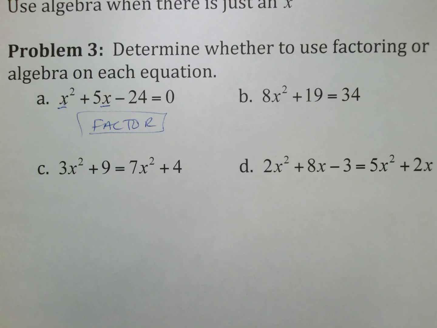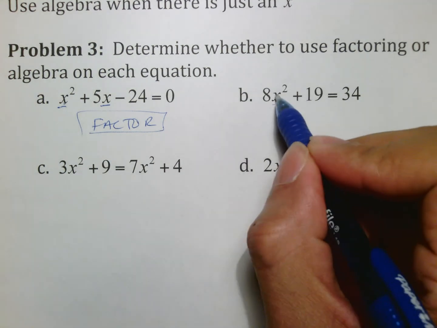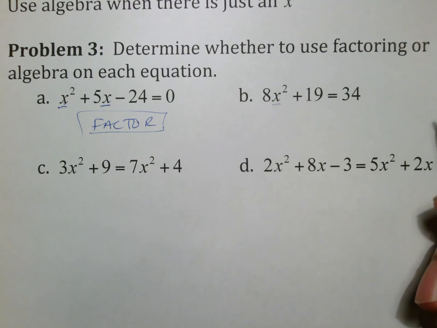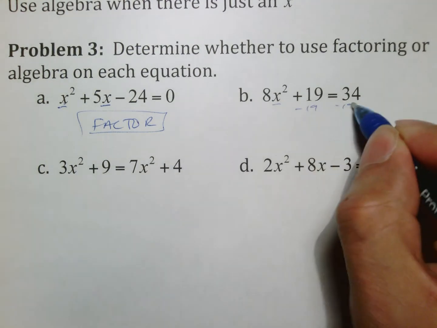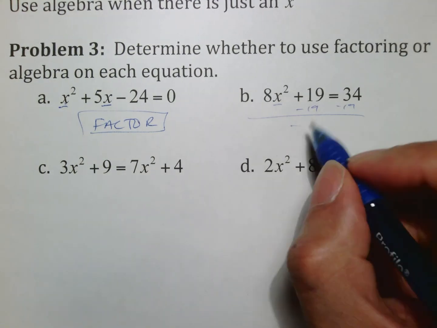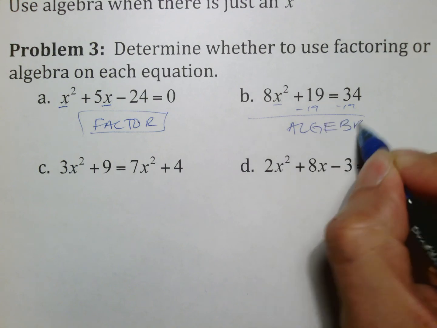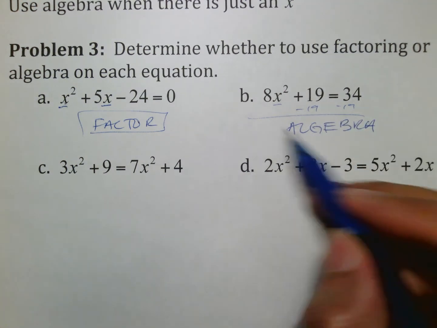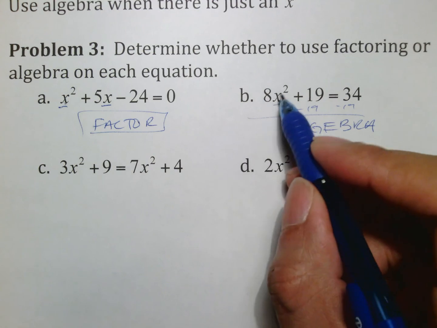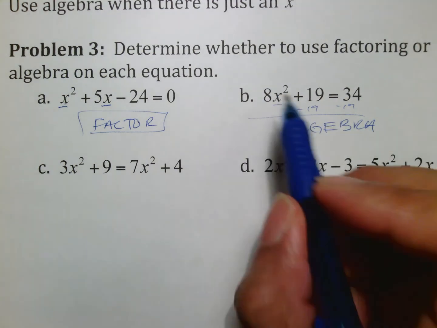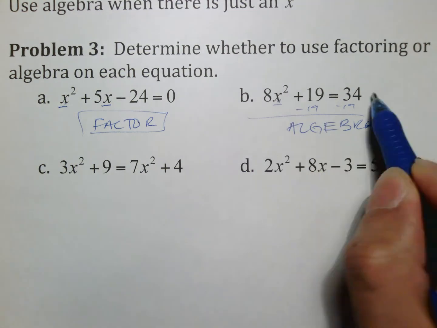Look at B. I see an x squared, which means we're in a higher level of math, but I don't see anything else, which means I can just do negative 19, etc. Kind of like we did yesterday. This one I can use algebra. I can move the numbers, divide by 8, remember doing that, and then square root both sides and get plus or minus whatever my answer is, as long as there's just an x squared with no x.